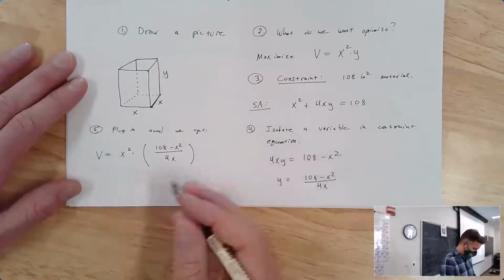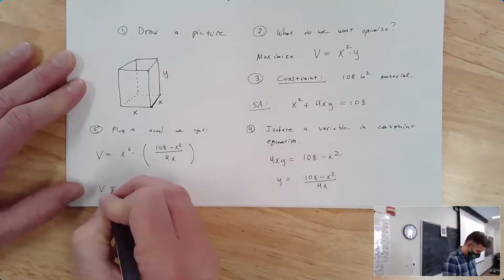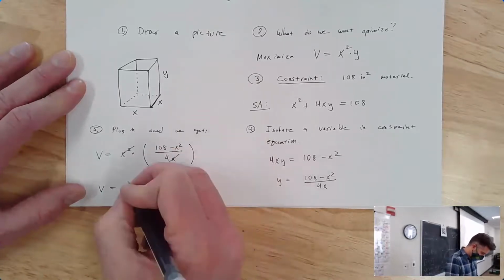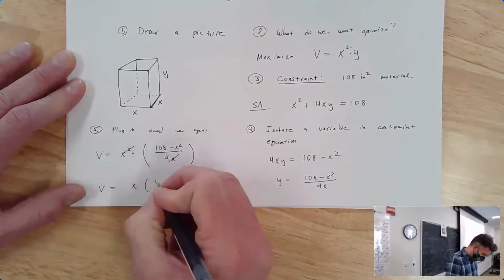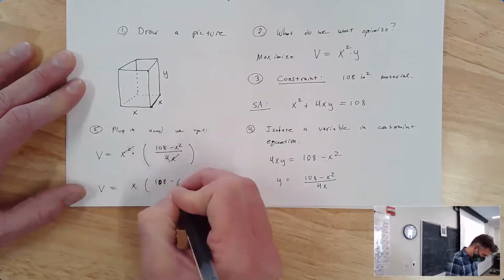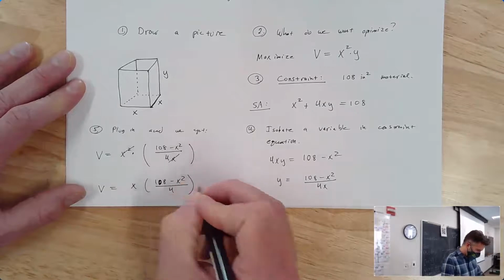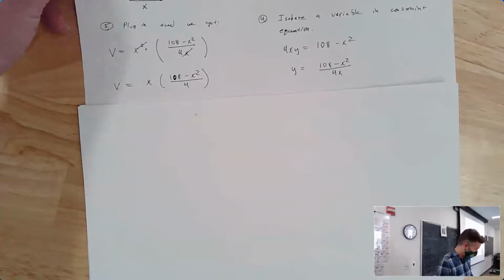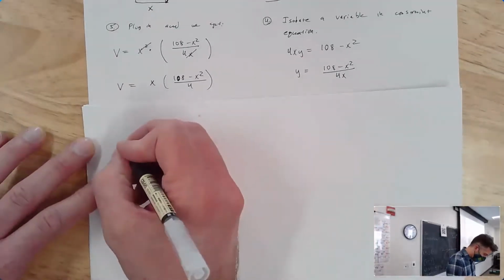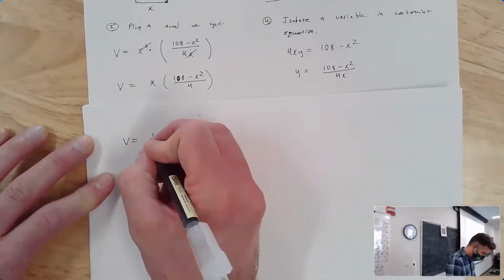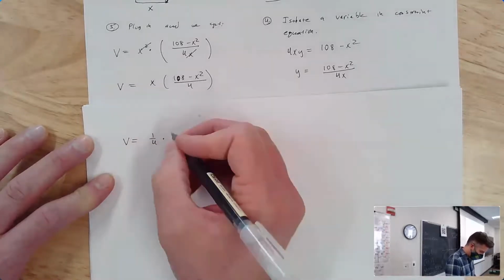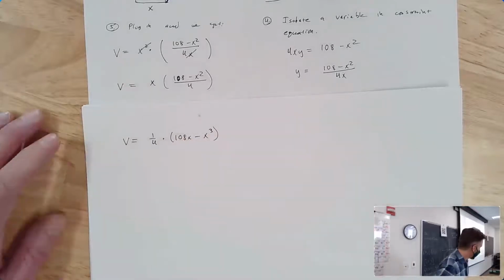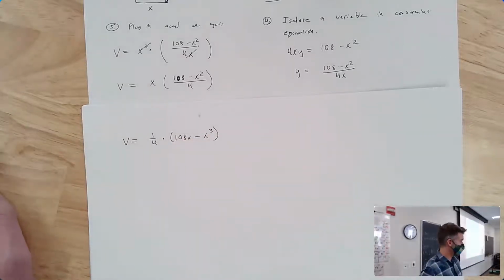So now we want to simplify this. Well, I can cancel an x here and an x there. So I really got x times 108 minus x squared all over 4. And if I was going to simplify this in a way that's going to be easy to deal with in a minute, I'm going to rewrite this as volume equal to 1/4 times 108x minus x cubed. That seems like the easiest way to do what I'm going to do next, which is I'm going to take the derivative.